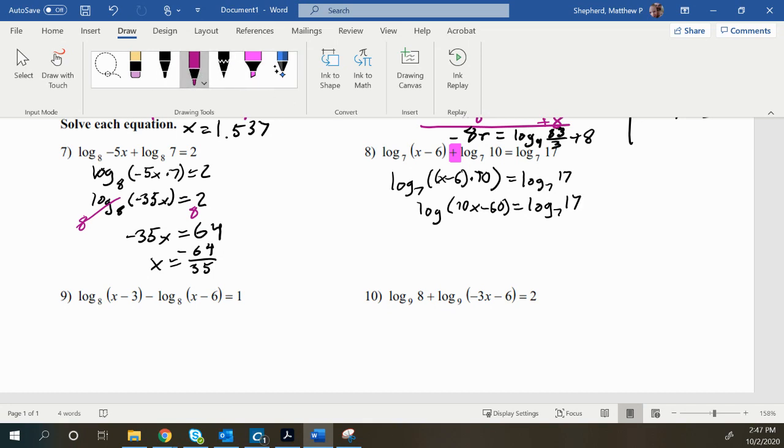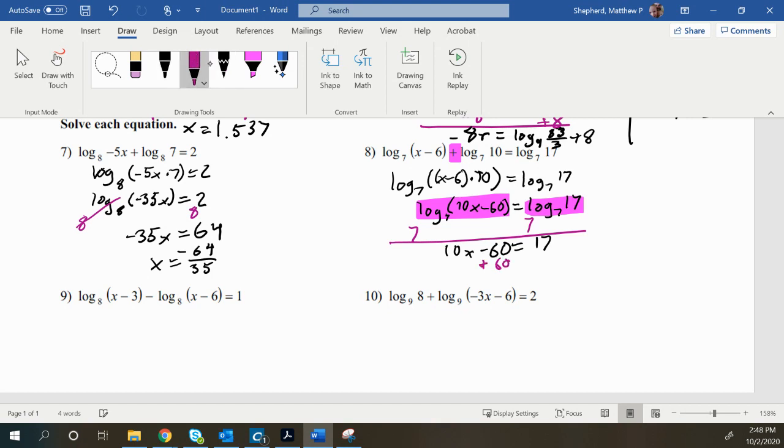So now because it's a log base 7 for both of those, we are going to use 7 to the power of both sides. So I'm writing my 7 down and to the left a bit to say that everything that is up here is now the exponent of that 7. But when you have 7 to the power of log 7, whatever was inside is all that is going to be left. So we're just left with 10x minus 60 is equal to 17.